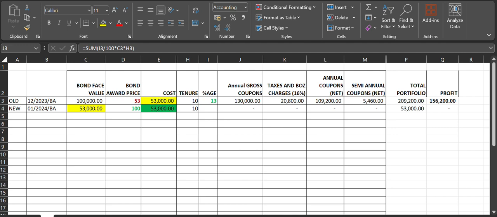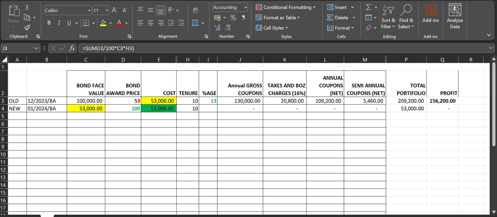In this episode, I want to quickly go over the differences in calculation between the old method of issuing bonds and the new method of issuing bonds. I'm hoping that you are aware by now that the Bank of Zambia has changed the method of issuing bonds.